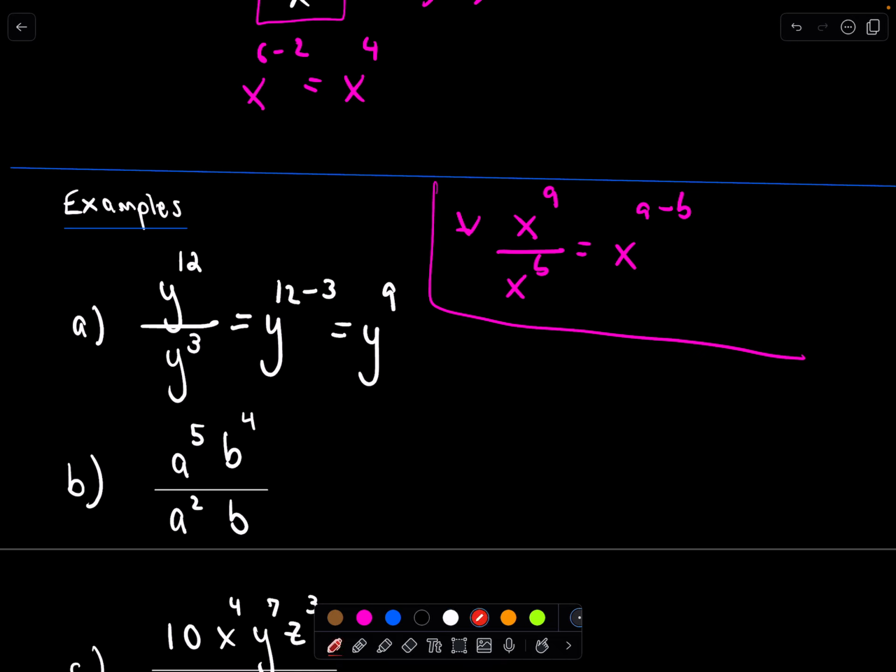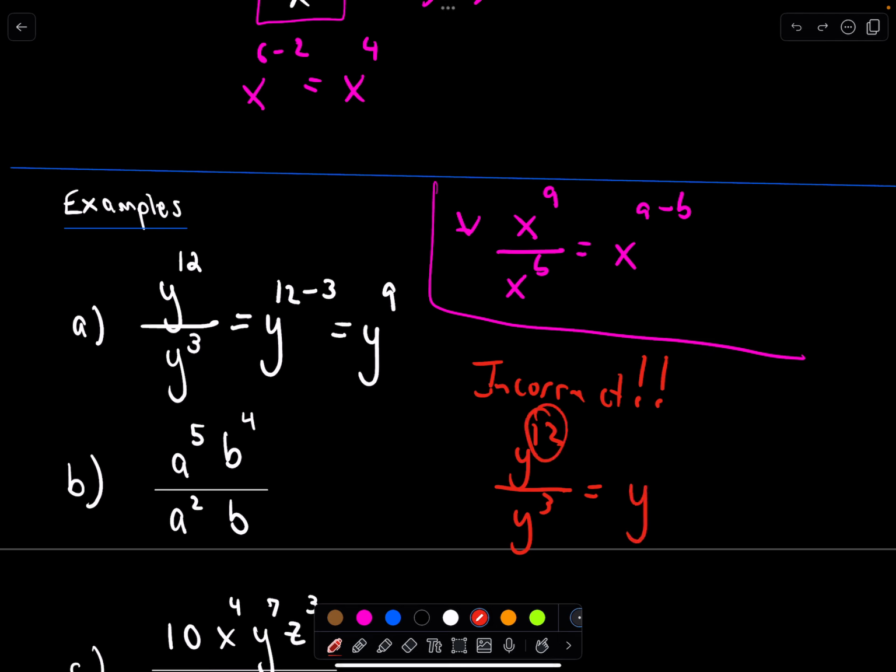A very incorrect thing to do, and be careful, it's a very common mistake to make. So be careful about this. Y to the 12th over y to the 3rd. A lot of people will see division, right? They say, oh, division. And then they'll divide 12 by 3. They'll say 12 divided by 3 is 4, and they'll get y to the 4th. But of course, this is not correct.